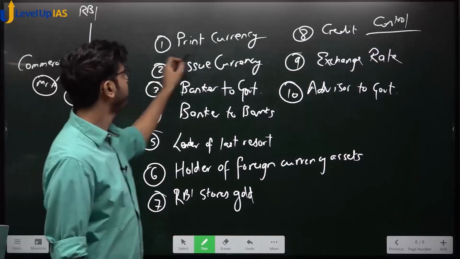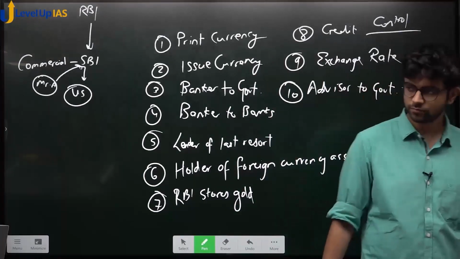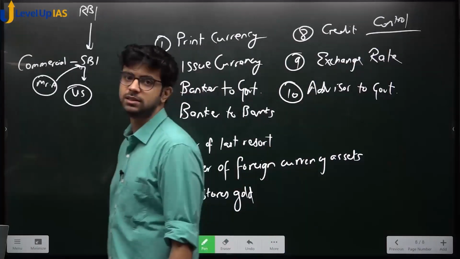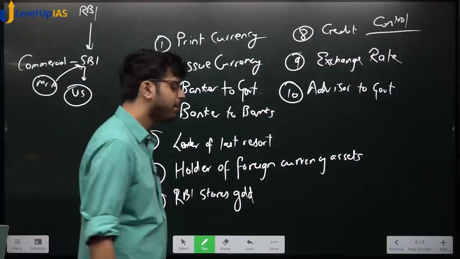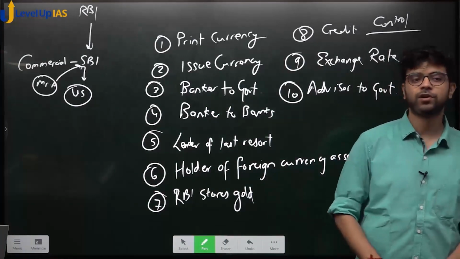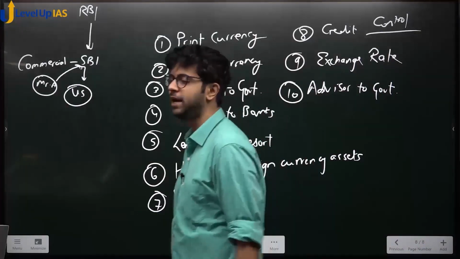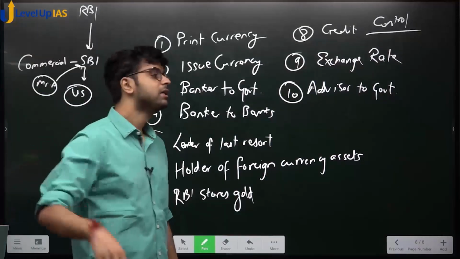Now let us talk about printing currency. Can RBI print unlimited amount of currency? Yes, it can. Theoretically, it can. What will happen if RBI prints unlimited amount of currency? I am not talking about deficits and all. RBI wants to increase money supply, it goes on printing. Can RBI do that? Yes, RBI can do that.